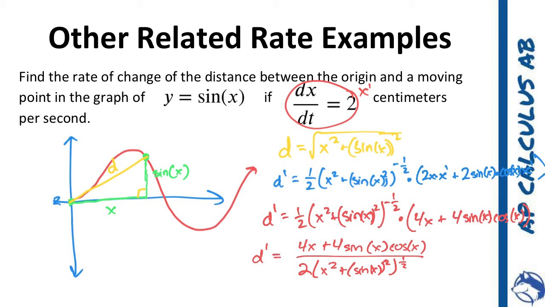And I really could go one step further if you notice that these 4's will cancel out. So if I were to write it very nicely, I would say that d prime is equal to 2x plus 2 sine of x cosine of x, all over the square root of x squared plus the sine of x squared. And that would be how I could write it if I wanted to write it really nicely.